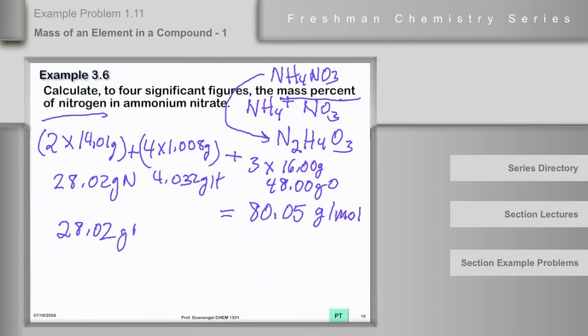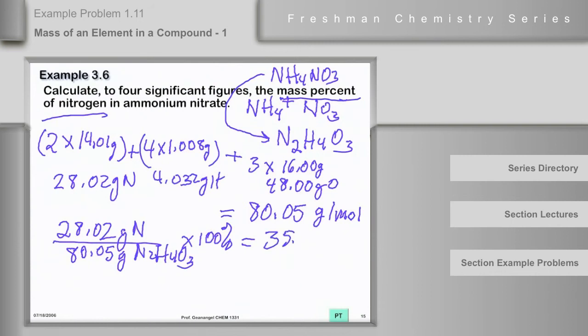So this is 28.02 grams of nitrogen divided by 80.05 grams of N2H4O3 times 100%, and the answer is 35.00% N in ammonium nitrate. 35%. Does everybody follow okay? Do you have questions here?